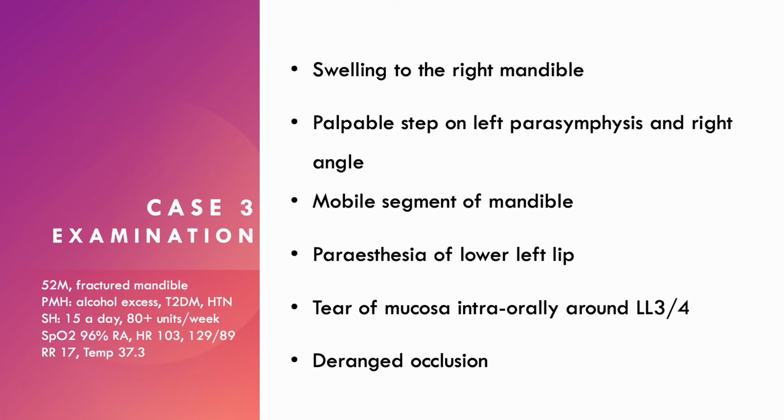So you move on to your examination. There's some swelling to the right mandible, and there's a palpable step on the left parasymphysis and right angle of the mandible. When you try and move the mandible around, there's a mobile segment, and the patient is telling you that they have paresthesia to the lower left lip. You can see a step and a tear in the mucosa intraorally around the lower left 3 and 4, and the patient definitely has a deranged occlusion.